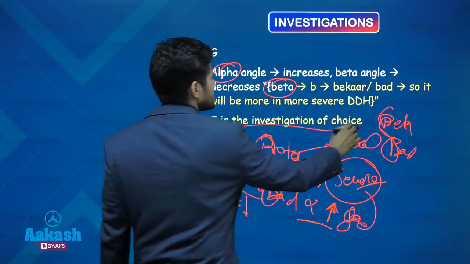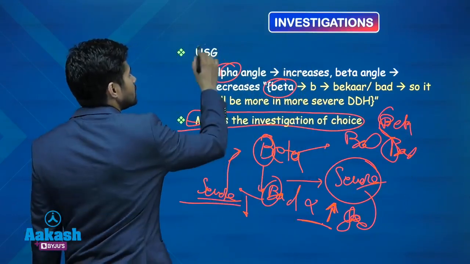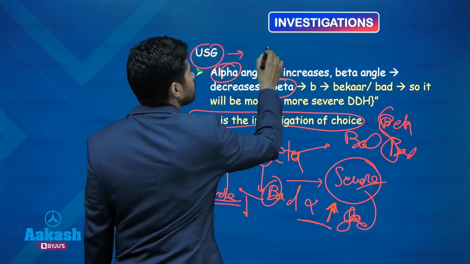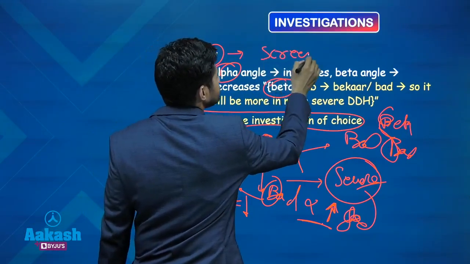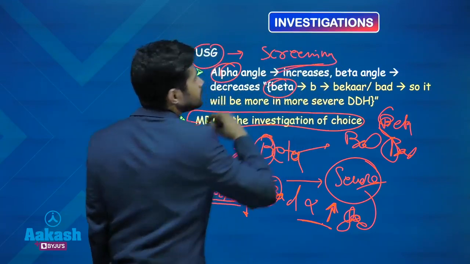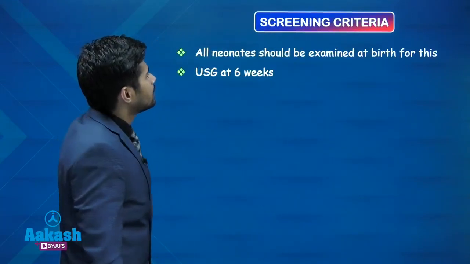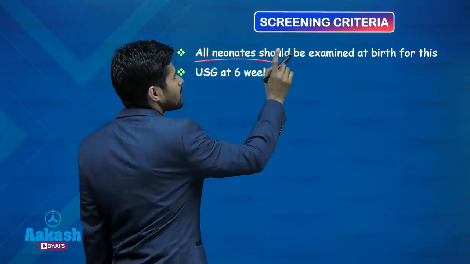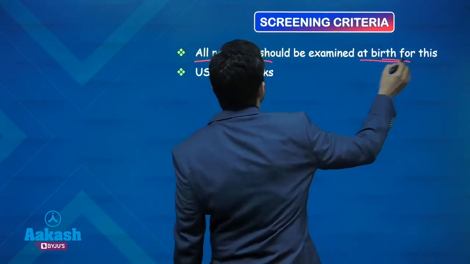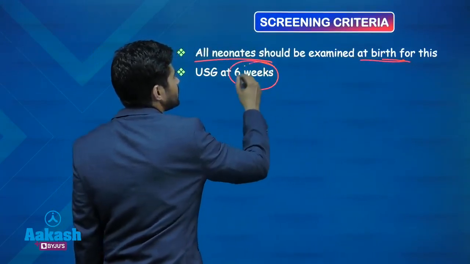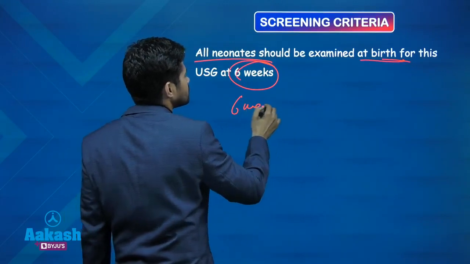And MRI is the investigation of choice. USG is the investigation for screening, okay? So for screening, all neonates should be examined at birth for this. And ultrasonography is usually done at 6 weeks.